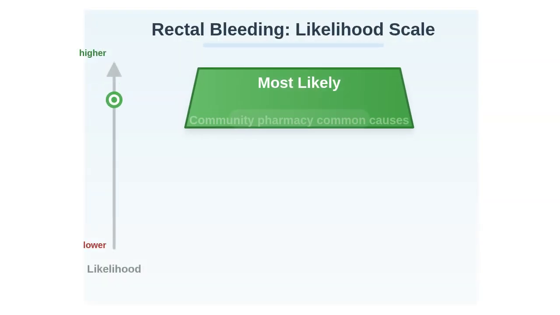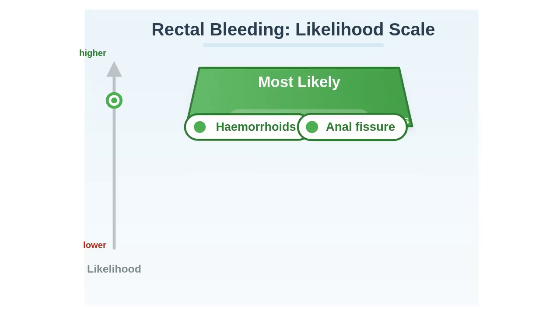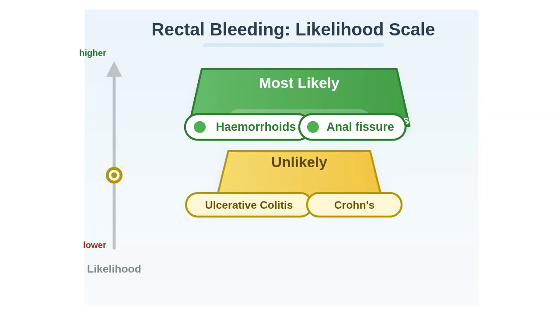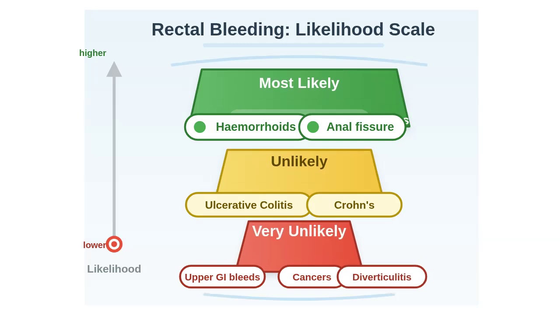The most common cause of rectal bleeding seen in community pharmacy is hemorrhoids. Anal fissure is likely. Ulcerative colitis and Crohn's disease are unlikely. Upper GI bleeds, colorectal and anal cancers, and diverticulitis are very unlikely. For differential diagnosis, several features help.